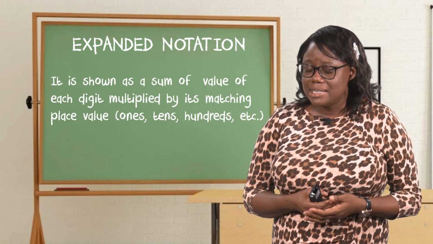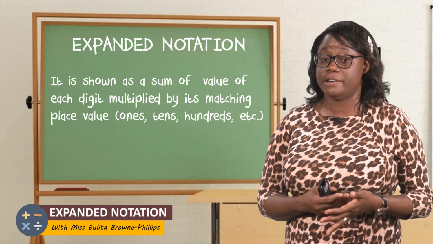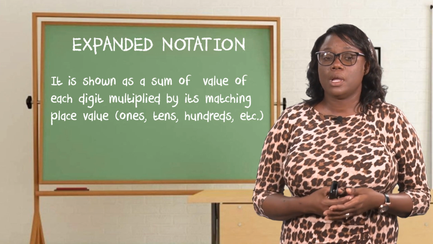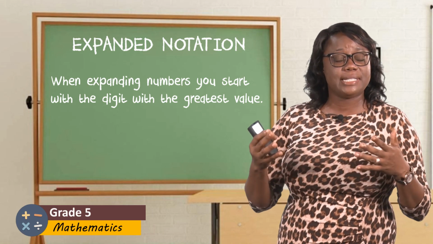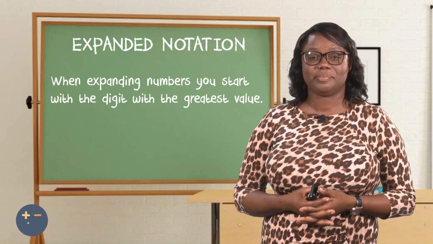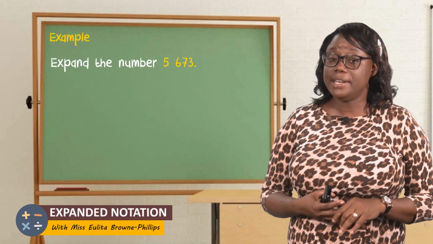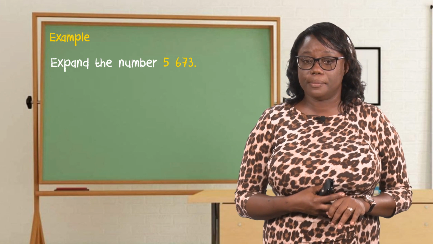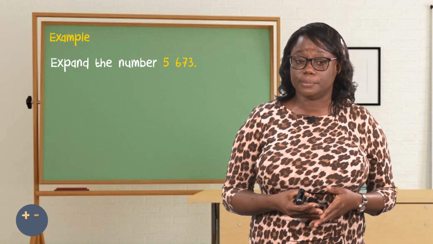Boys and girls, did you notice that we have stumbled upon those very words we spoke about earlier in the lesson? Yes, you will see them occurring very frequently here. Now, when we're expanding numbers, we start with the digit with the greatest value, or as you would say, the biggest number. So let's move to our first example. Expand the number 5,673. We can write what each number is worth and then move on.